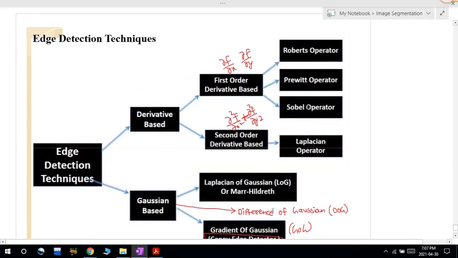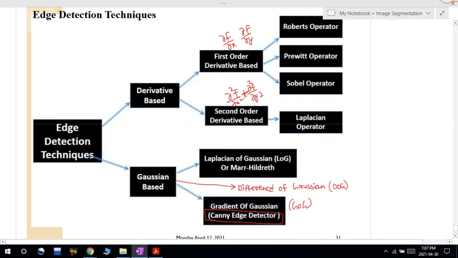In the previous class, we have seen the different types of edge detection techniques. In that, we have seen the derivative based. We discussed the first order derivative, in which we find the first order derivative. We have seen these operators, and then the second order derivative, in which we find the second order derivation, and the example is the Laplacian operator. And later, we discussed the Gaussian based, in which I discussed the Laplacian of Gaussian or LOG.